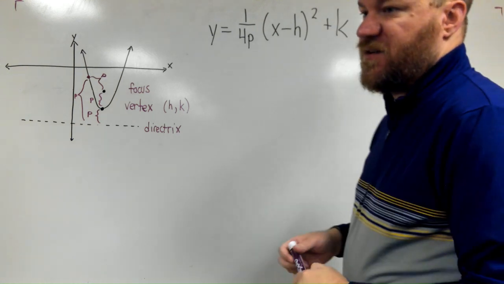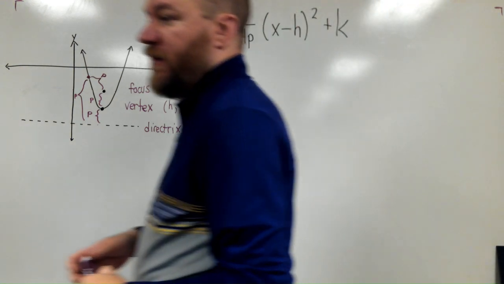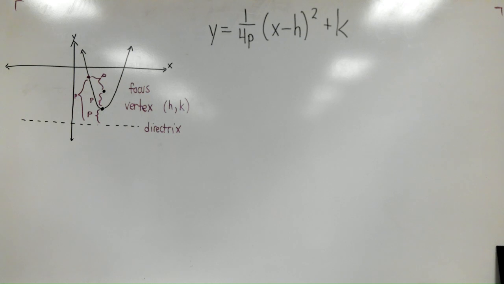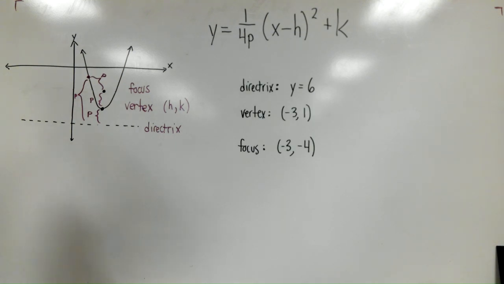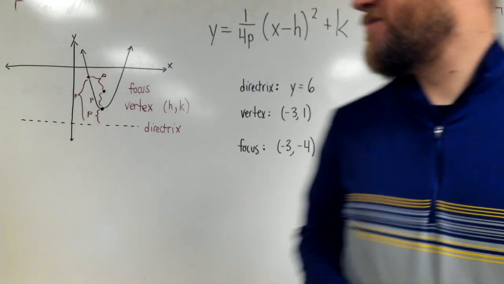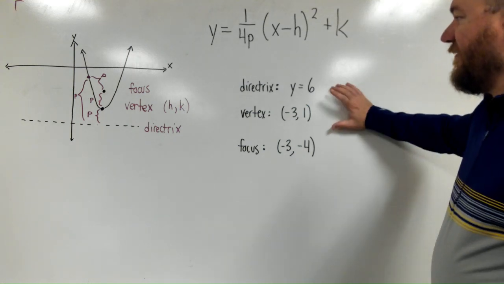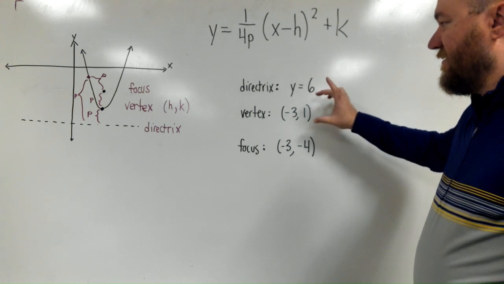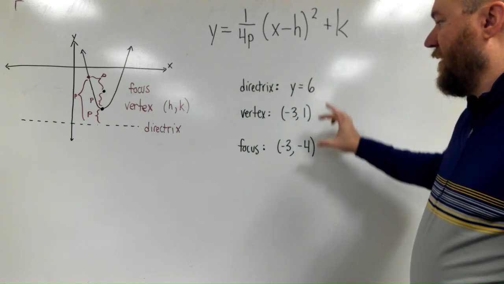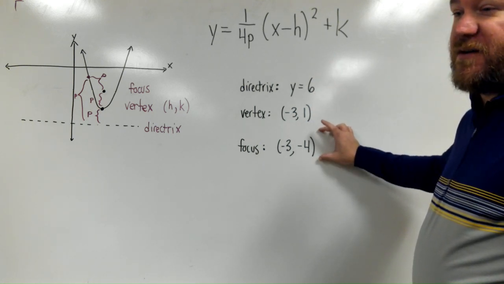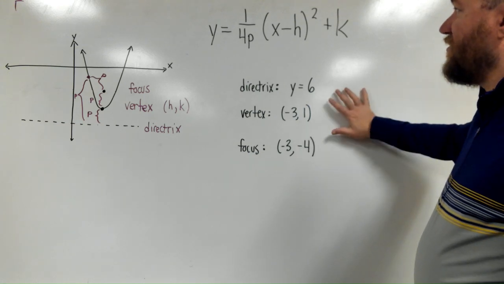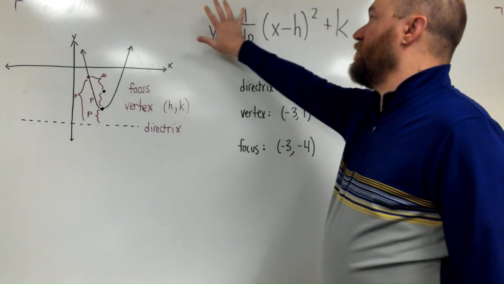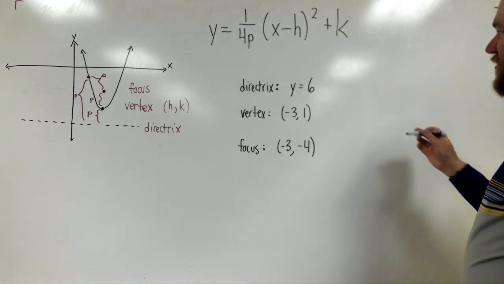So let's pause for a second while I get an example on the board here. And just like that, we have an example here. We have a parabola that has a directrix of y equals 6. It has a vertex of (-3, 1) and has a focus of (-3, -4). We're going to sketch this, and then we're going to write the equation using this equation up top.